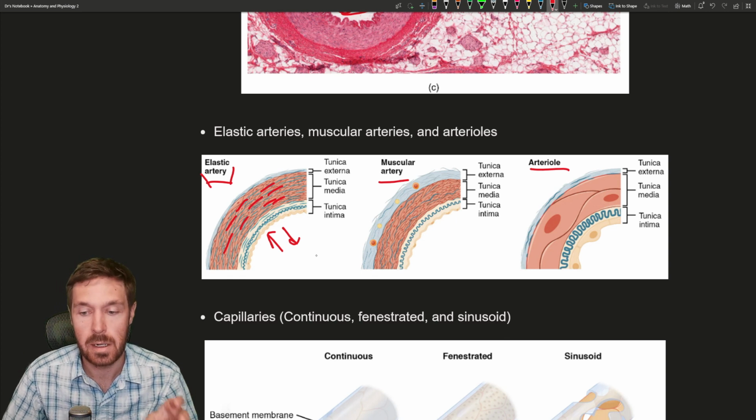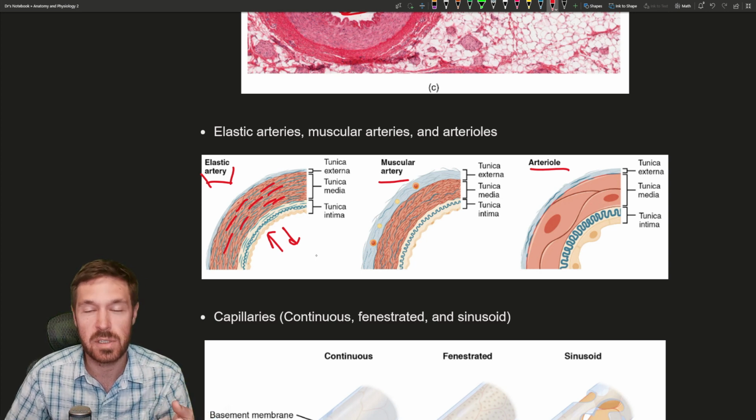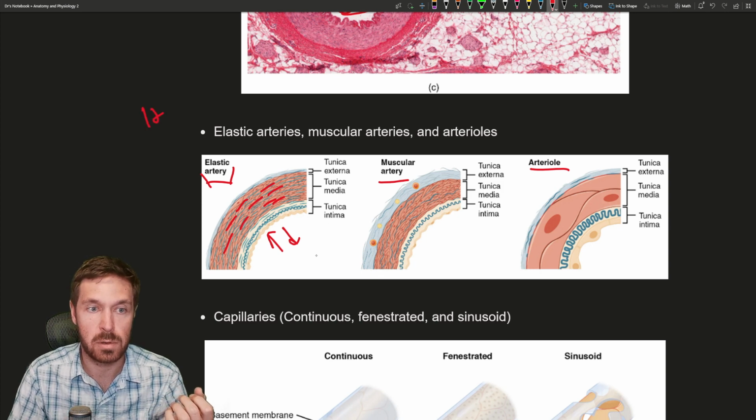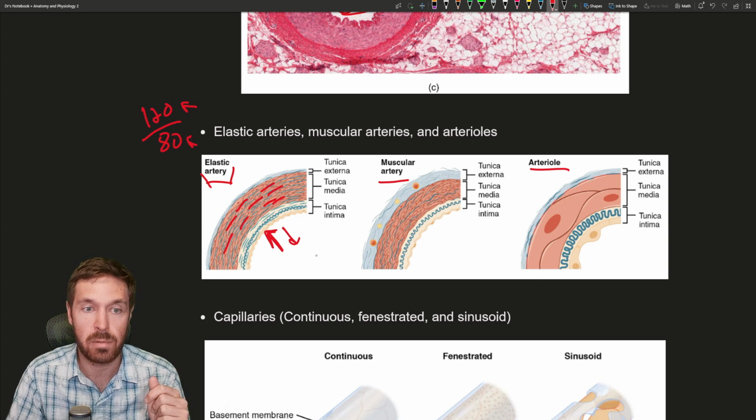If you look at the great vessels when they first leave the heart, so the aorta and those arteries closer to the heart, when we talk about blood pressure, we say 120 over 80. Those vessels go from 120 millimeters of mercury pushing out to 80 millimeters of mercury pushing out. So they have to go through a lot of pulsatile pressure up and down. So they have a lot more elastic tissue in them to allow for that stretch in that tunica media.